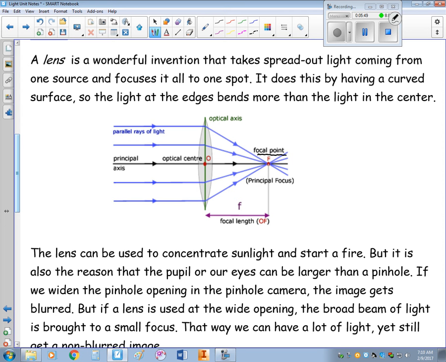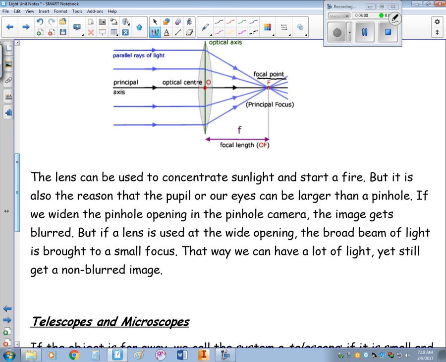We have focal length, we have a bunch of different things, and there's some math formulas that you can find to calculate the focal length based off of the curvature of the lens. So one thing we could potentially do is use this lens to focus sunlight to start a fire.